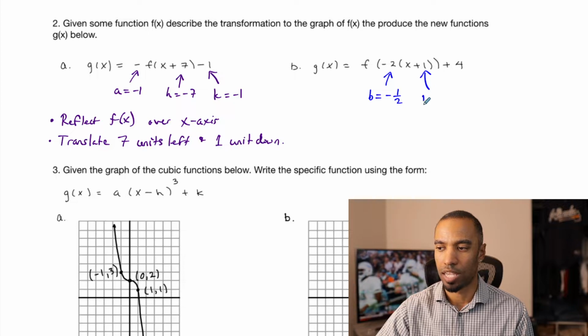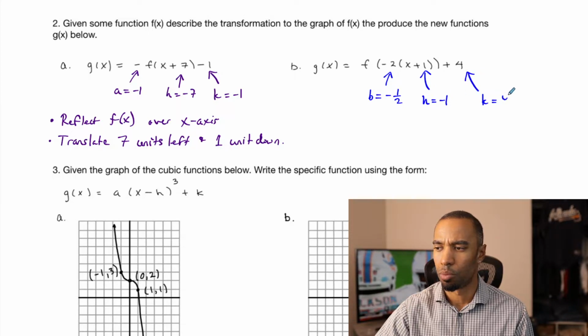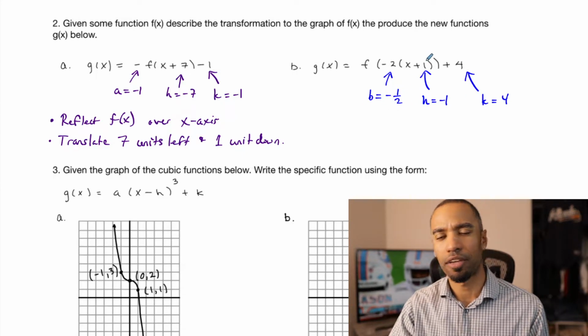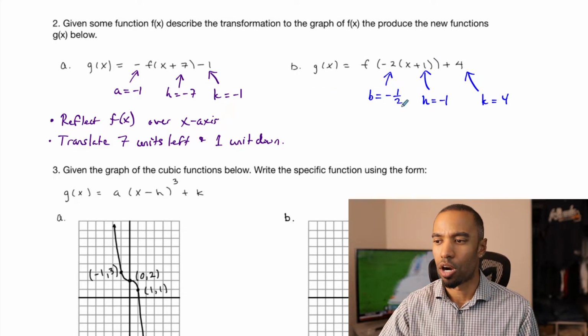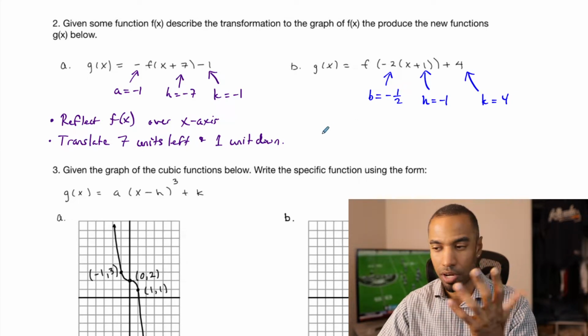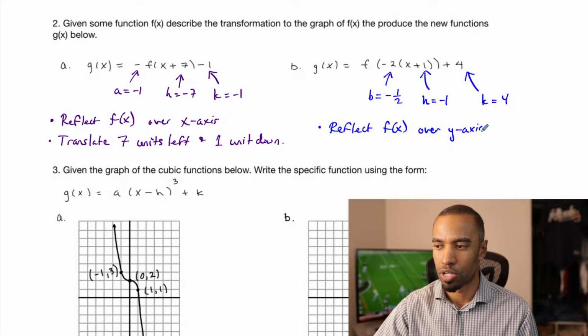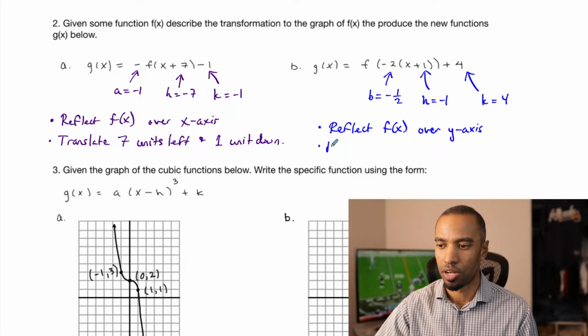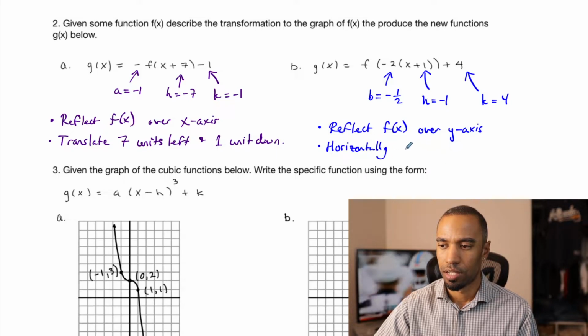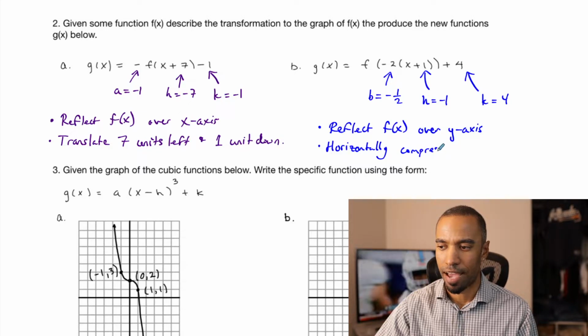Moving forward. X plus 1, once again, we got an h of -1. And then this k value here will be 4. So let's start with the b value here. It's about horizontal business. We're going to reflect this thing horizontally. So whatever this graph is, we're going to reflect it over the y-axis. Reflect f of x over the y-axis. And because b is a fraction, that means it's a horizontal compression. We are going to be horizontally compressing by a factor of 1/2.